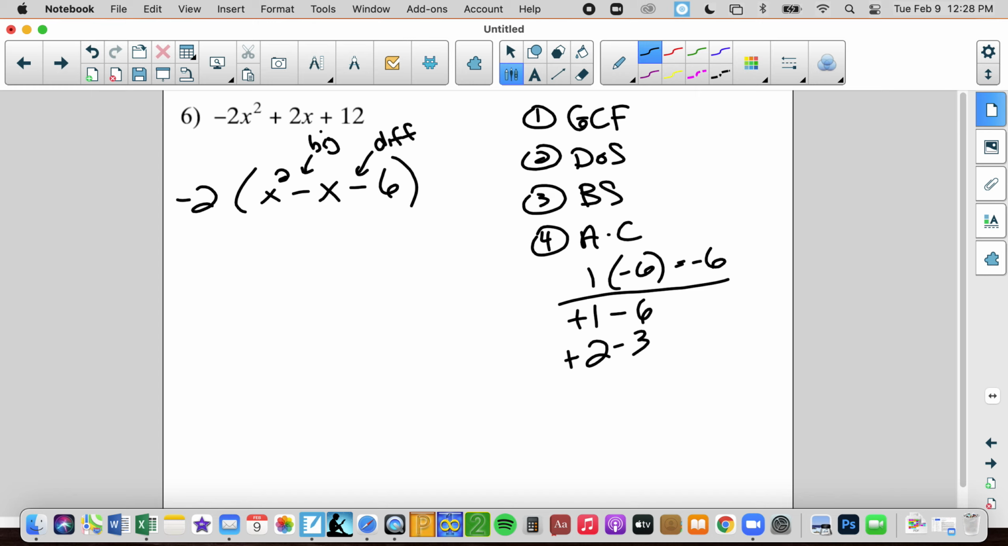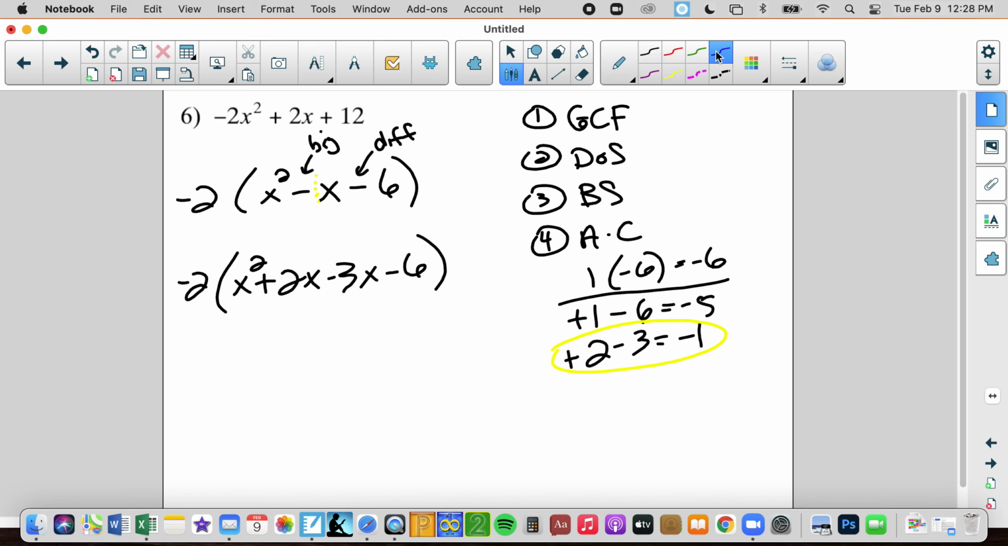And the signs have to be different. We see 6 is negative, 1 is positive. That gives me negative 5. This gives me negative 1. My middle is negative 1. There's a negative 1 right there. So this becomes negative 2 times the quantity x squared plus 2x minus 3x minus 6. Factor by grouping. And that makes sense logically because we have 4 terms. 4 terms, we factor by grouping. So we can even revert back to that ideology.